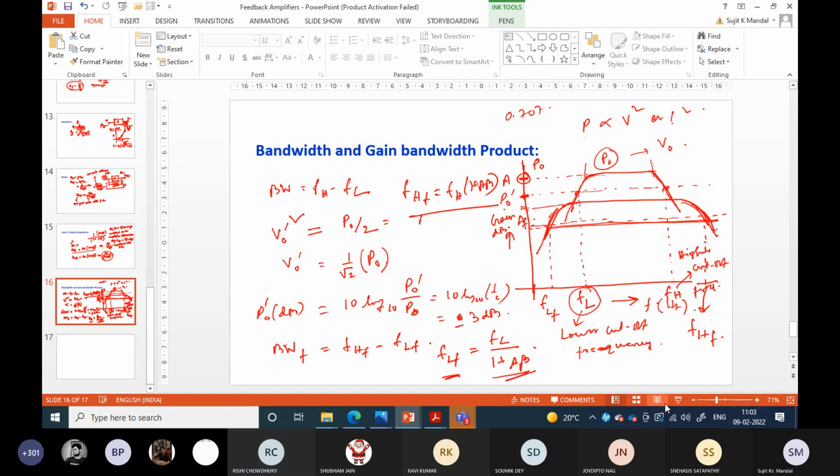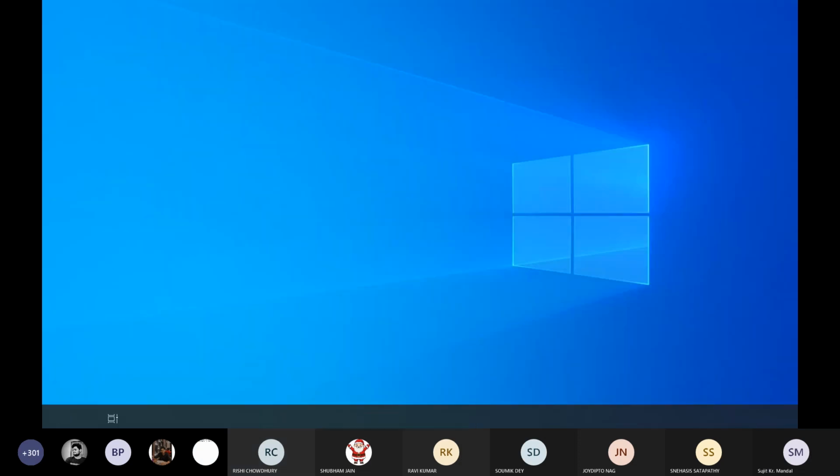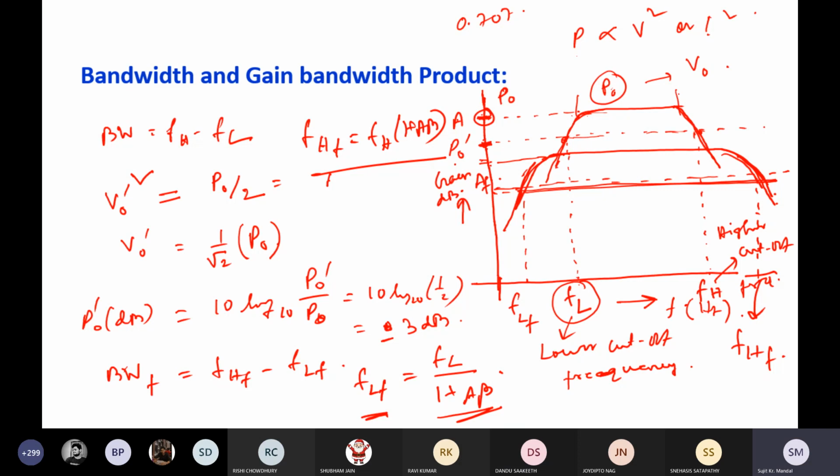Sir, is gain into bandwidth constant? Gain into bandwidth is constant. Look at this: the gain is decreased by the factor of 1 plus A beta, and the bandwidth is increased by the factor of 1 plus A beta. So accordingly, the gain bandwidth product remains constant.